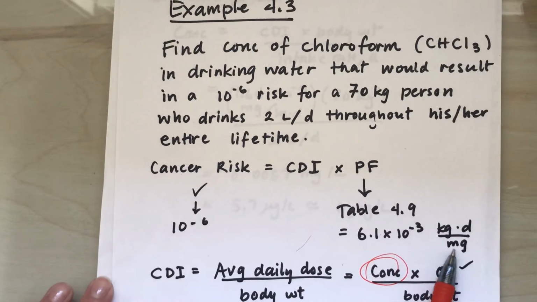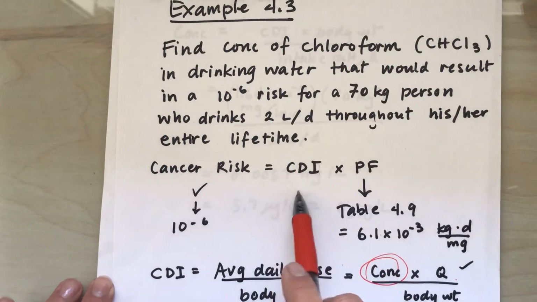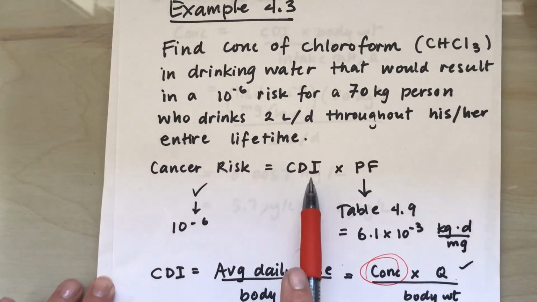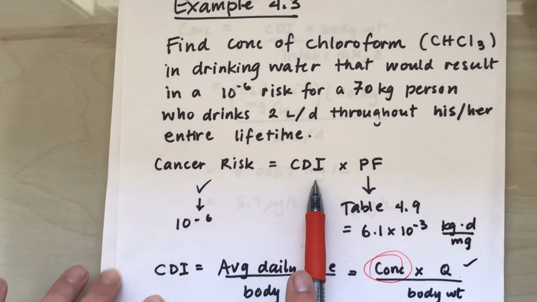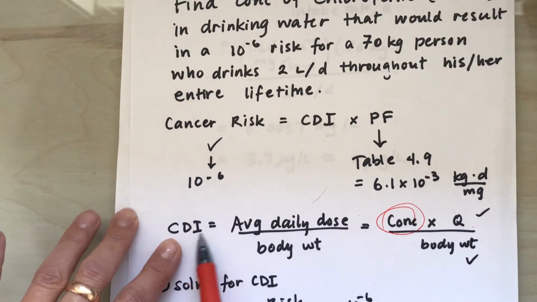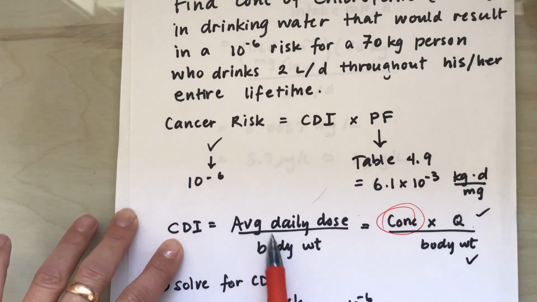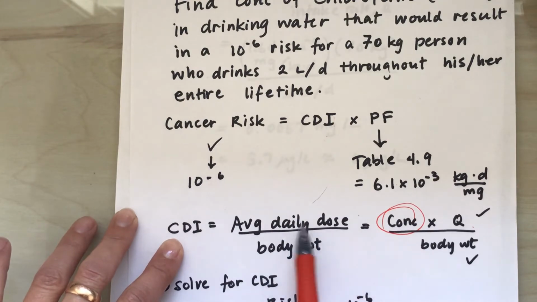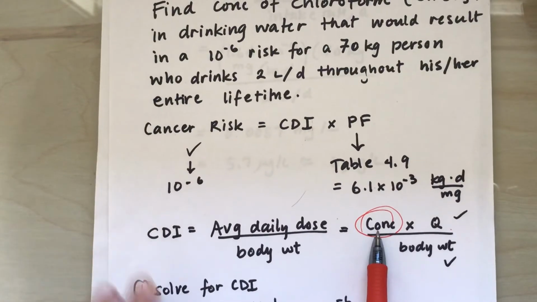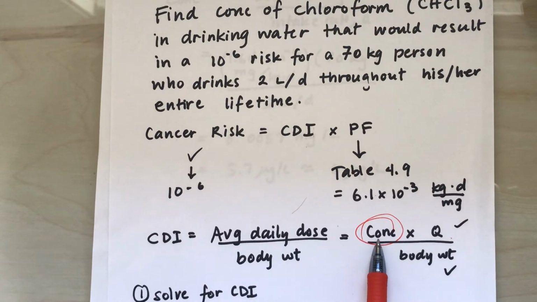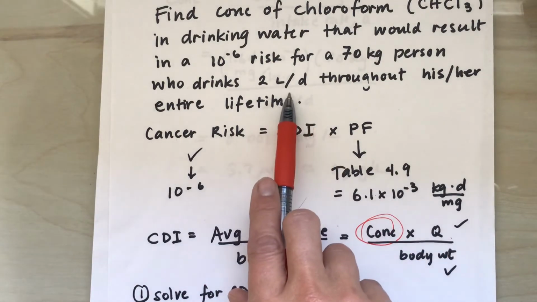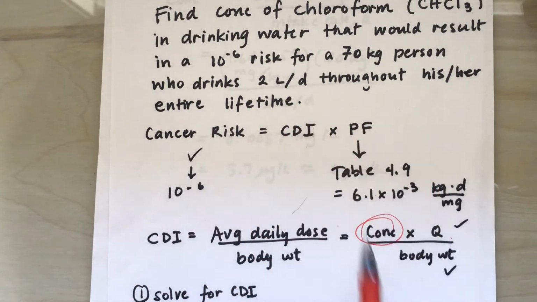All right, so we're going to need to find this chronic daily intake, and once we get that, we can put it into this equation. The chronic daily intake is the average daily dose divided by the body weight, and the average daily dose is the concentration of that chemical that you're taking in times your intake rate, or Q, we can call it here. We know this, we just found out it was 2 liters per day. We know the body weight for the average adult, and what we don't know is this concentration. But once we get the CDI, we can solve for concentration.